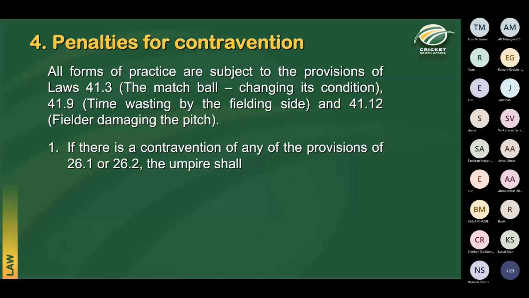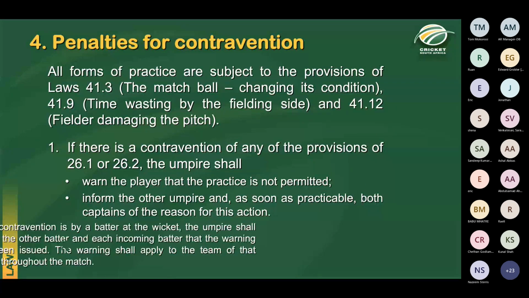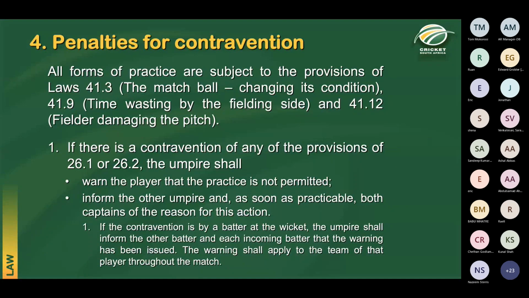If there's a contravention of any of these provisions, then the umpire shall warn the player that this practice is not permitted, and inform the other umpire as well as both captains of the reason for this warning. If the contravention is by a batter at the wicket, the umpire shall inform the other batter and each incoming batter that the warning has been issued, and the warning shall apply to the team of that player throughout the match, not just the innings.